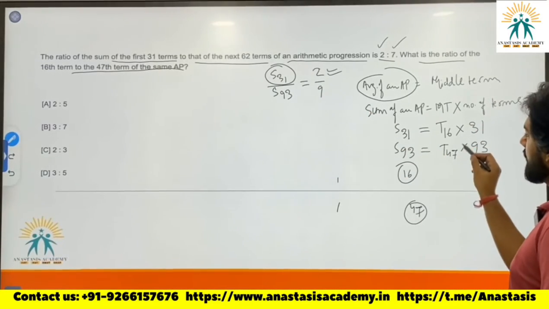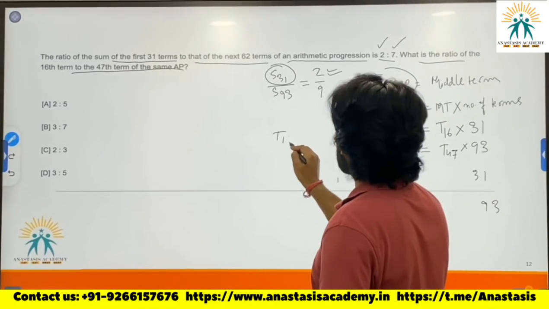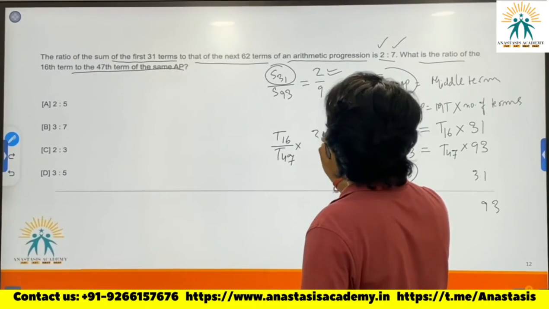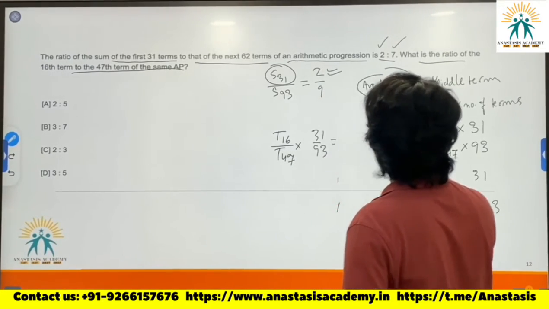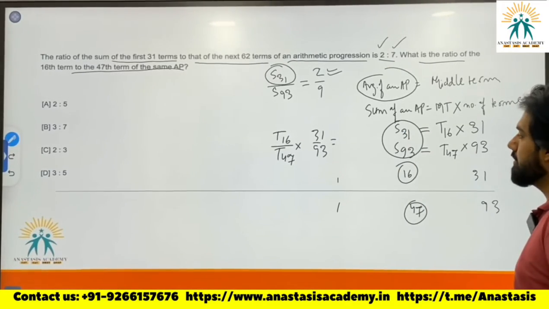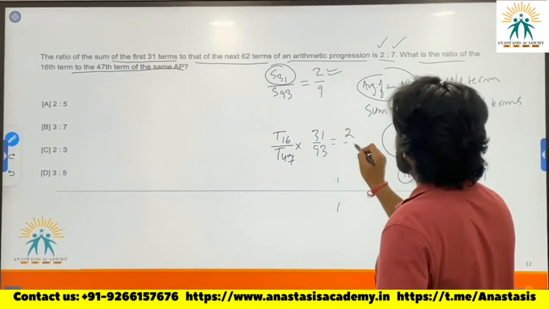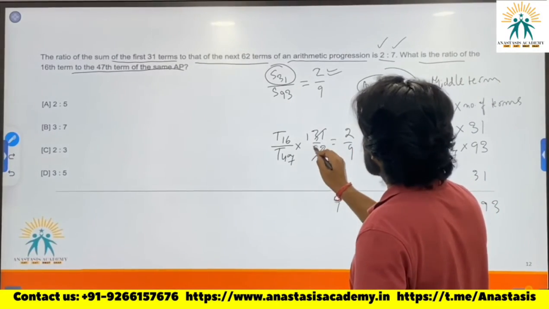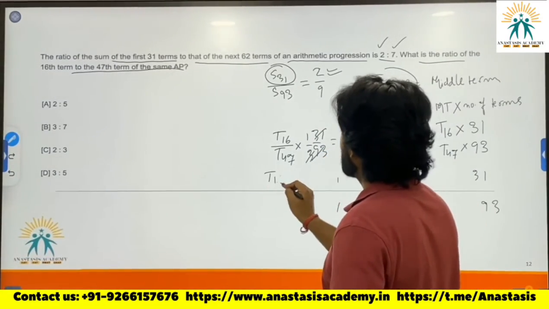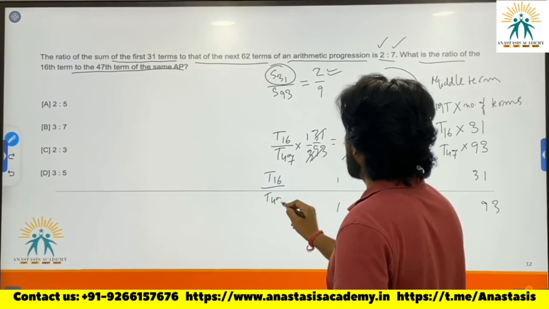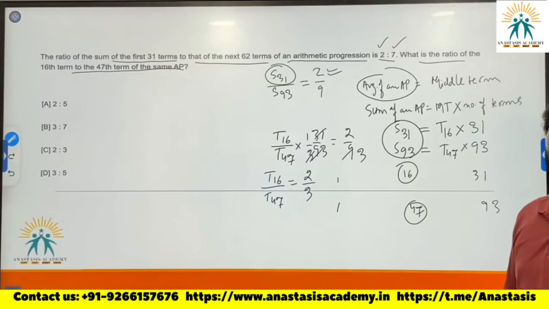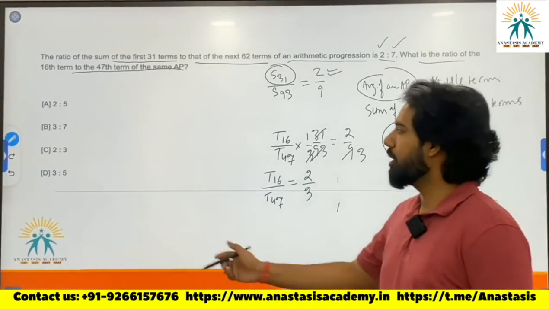So taking the ratio of these two, that is T16 and term 47 into 31 upon 93 is equal to the ratio of sum of 31 terms and sum of 93 terms, that is 2/9. This is 3 times, 3 gets cancelled. So ratio of 16th term and 47th term is 2/3. So the correct answer to this question is option C.